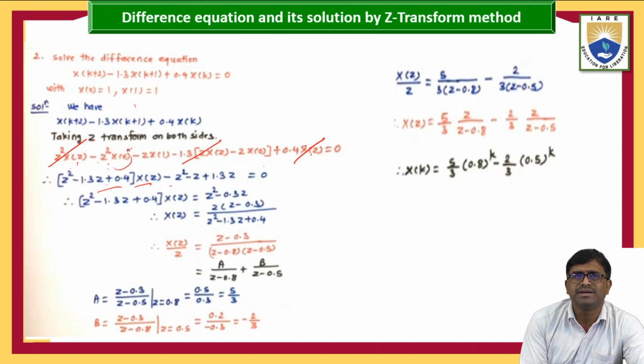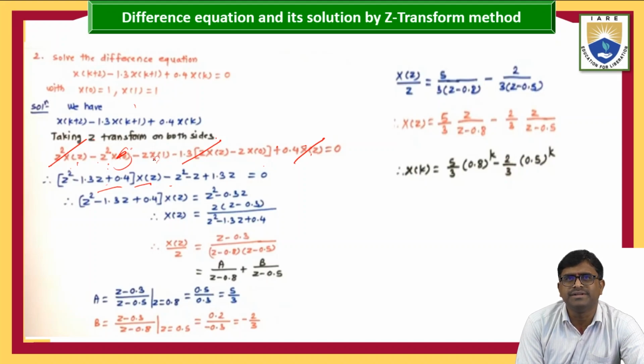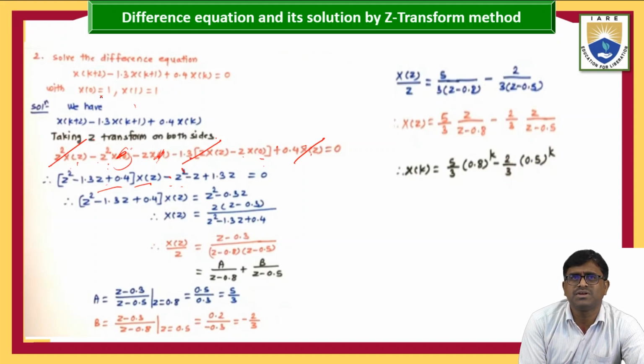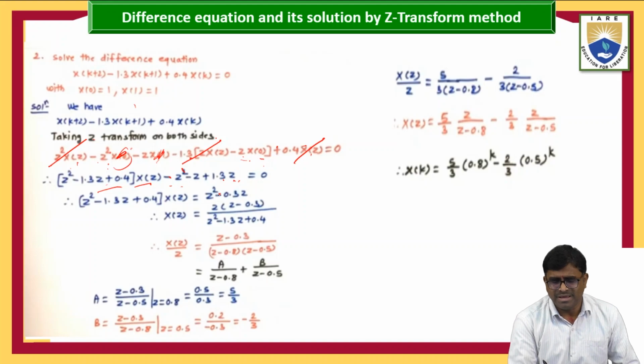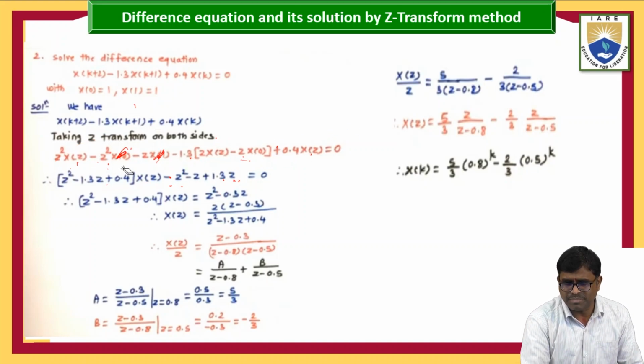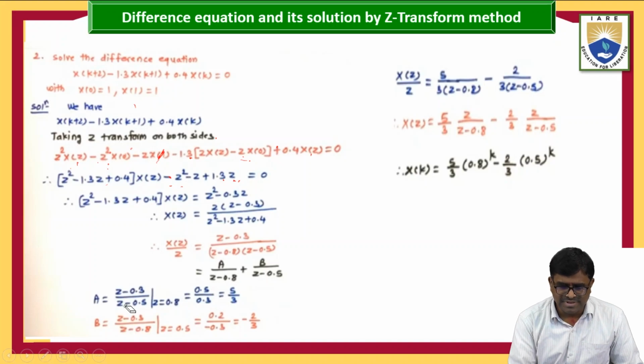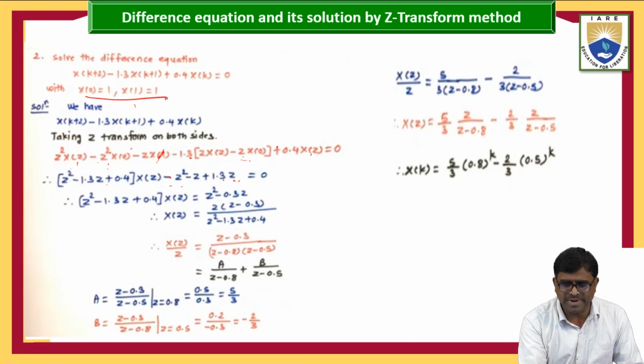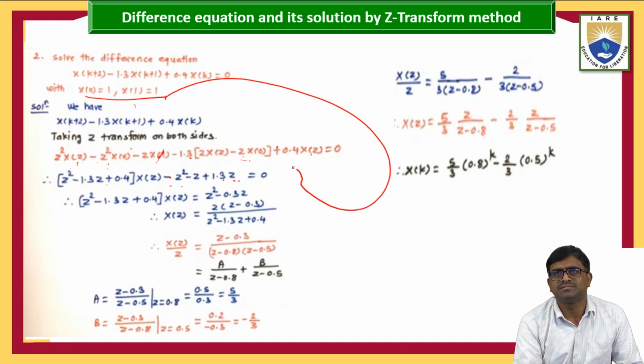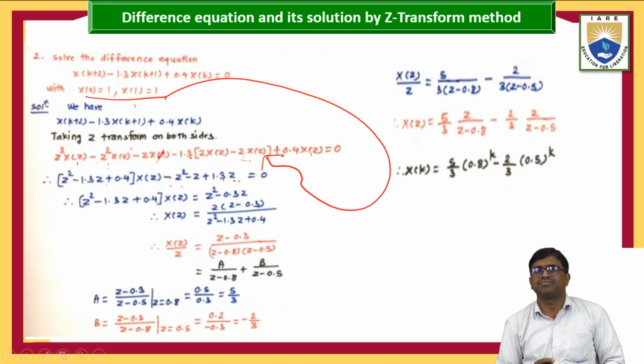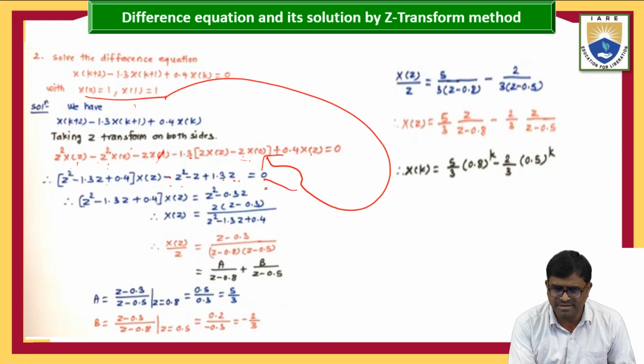Here 1 is coming, and x of 1 is coming to 1. That's why they written z square only, z plus here 1.3 into z into x of 0. x of 0 is nothing but 1, so 1.3 into z. Apply this in the above equation. You have to apply the problem conditions here in our equation. For applying these conditions, we are getting this equation.